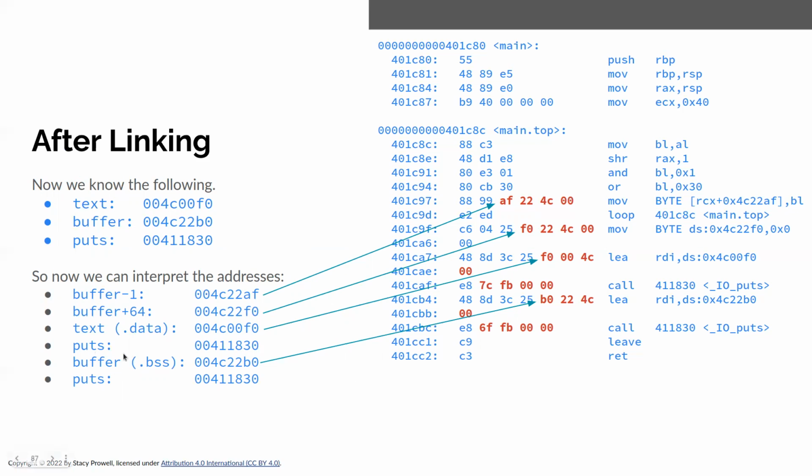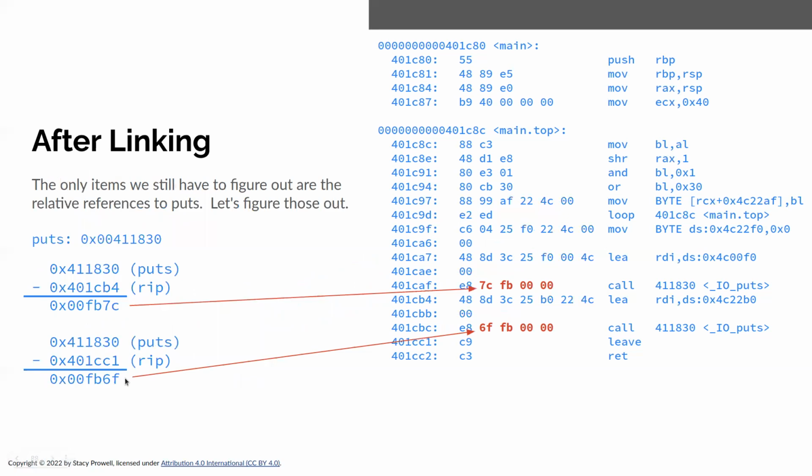We didn't talk about putS yet. That's going to require some thought. So putS is relative to RIP. So what does that mean? Well, we have an address for putS, and it's this address right here, 0041-1830. But it's relative to here and here, right? For this instruction, it's relative to 401CB4. 401CB4, that's RIP. That's putS.